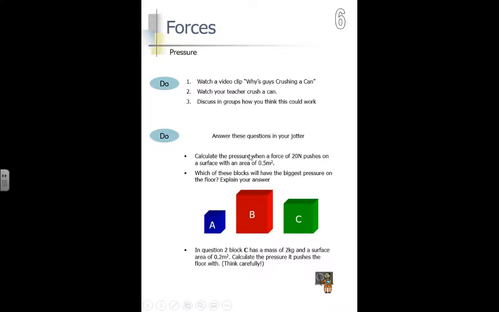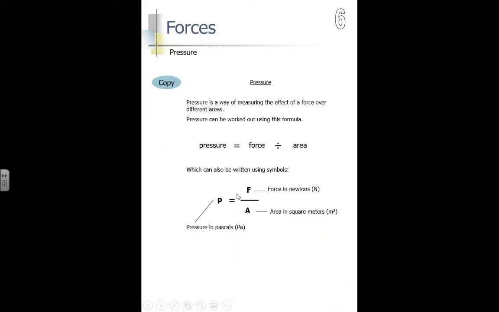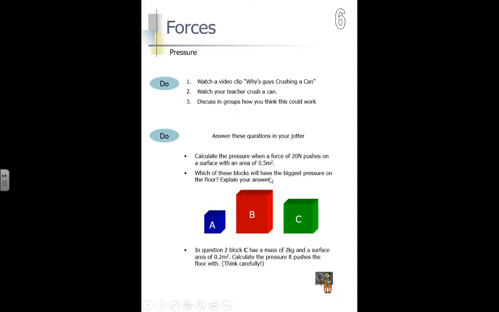So can you calculate the pressure when a force of 20 newtons pushes on a surface with an area of 1/2 a meter squared? Remembering that the equation we're using is the pressure is the force in newtons divided by the area in meters squared. And which of these blocks will have the biggest pressure on the floor? Explain your answer. So for this one here, think about force, think about mass, and think about surface area.